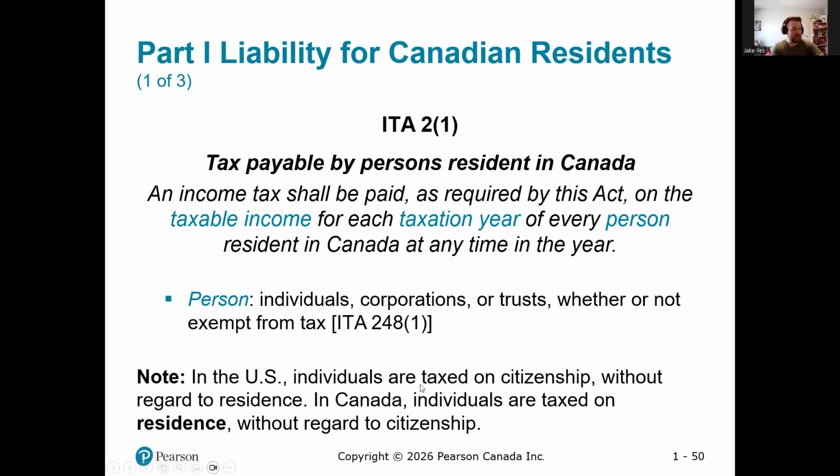In the US, individuals are taxed on citizenship without regard to residence, but in Canada, we care about residence without regard to citizenship. So if someone is a US citizen who lives as a resident in Canada, the US government says you have to report all your income here. Canada says, well, you have to report all your income here. And so we're going to look at the tax treaty to make sure that person isn't double taxed, right? The US and Canada have a very close and very detailed tax treaty.